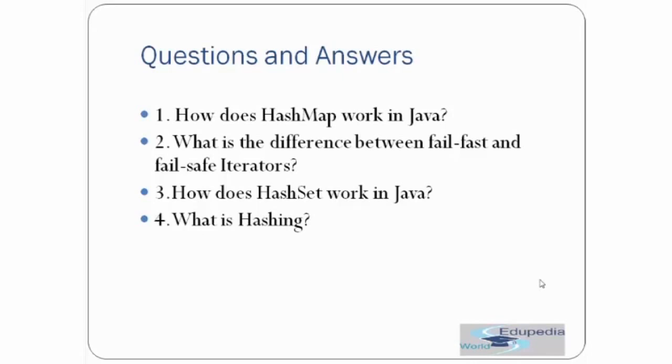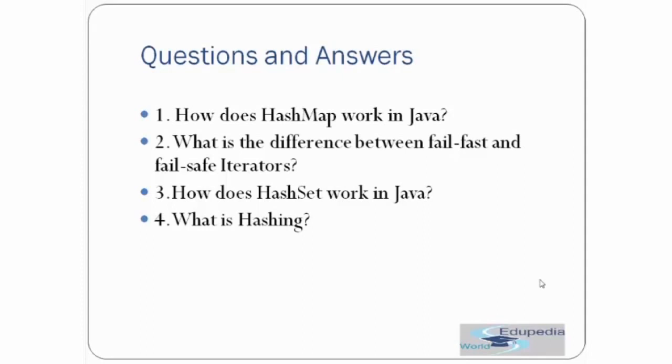And if it doesn't throw a ConcurrentModificationException and it allows you to make any changes, then it is called a fail-safe iterator. So this is the difference between fail-fast and fail-safe iterator. I hope that is clear.